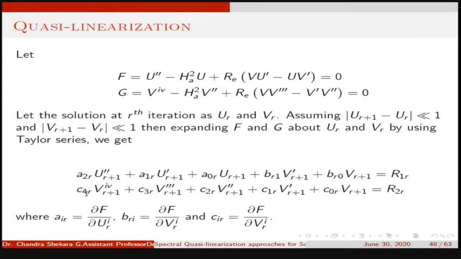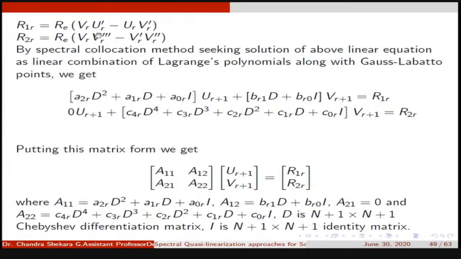Similarly, this C4r, C3r, C2r, all these coefficients in the second equation are also at the rth iteration, so they will be known. So this system of equations becomes a linear differential equation. Here the coefficients are given by these partial derivatives. Once you determine those partial derivatives, the right hand sides will come out like this.